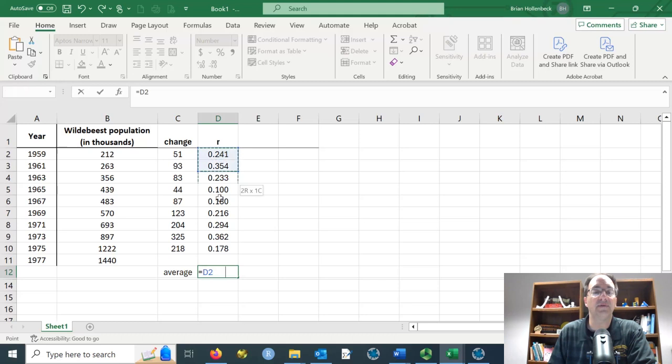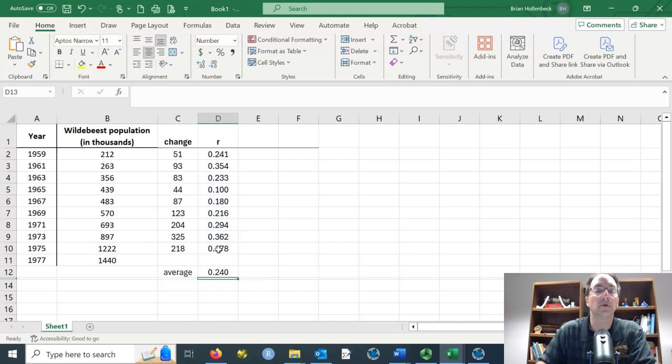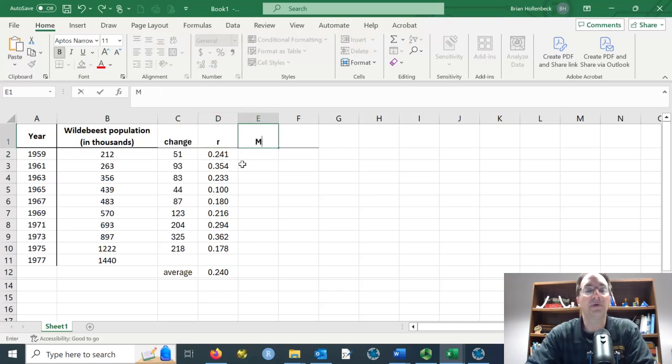So we're just going to take the average of all these. And see what we get. So we get about 0.24. So it's a bit of a coincidence that's the same number we got here, but that's what happened. So now we can do our model.